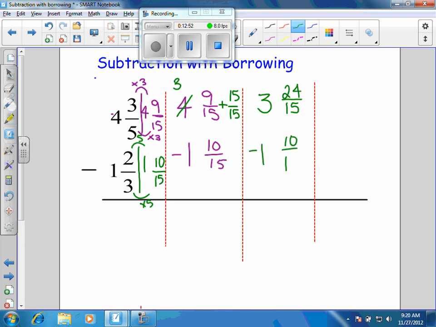So Andy, can I do subtraction now without borrowing? So what do I get on this last column? 14. 14 fifteenths when we subtract the fractions, right? And then 3 take away 1 is 2. So much more sense now. That's so much easier. Do you see that?